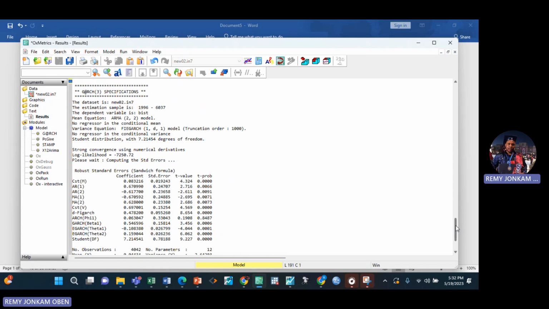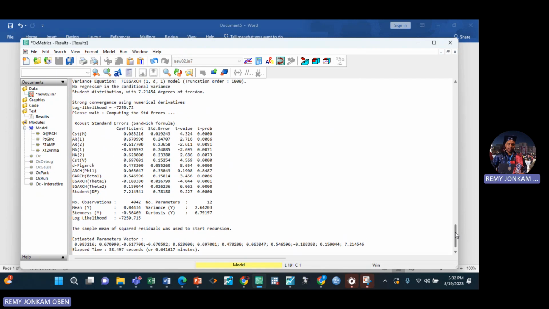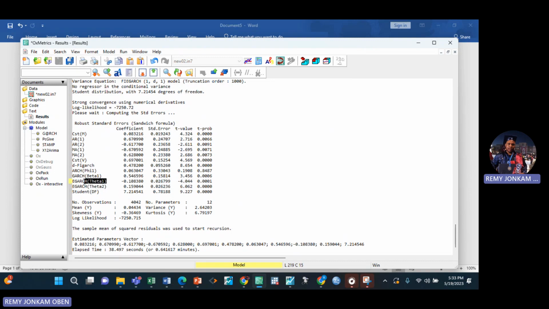Okay, we have the results. So this is our results for the Fiegarch. Now, since it is telling us if we have both leverage effect and long memory, of course, we expect to have theta 1, because with the Egarch, theta 1 is telling us if we have leverage effect or not. And remember, it must be statistically significant, it should be less than 5%.